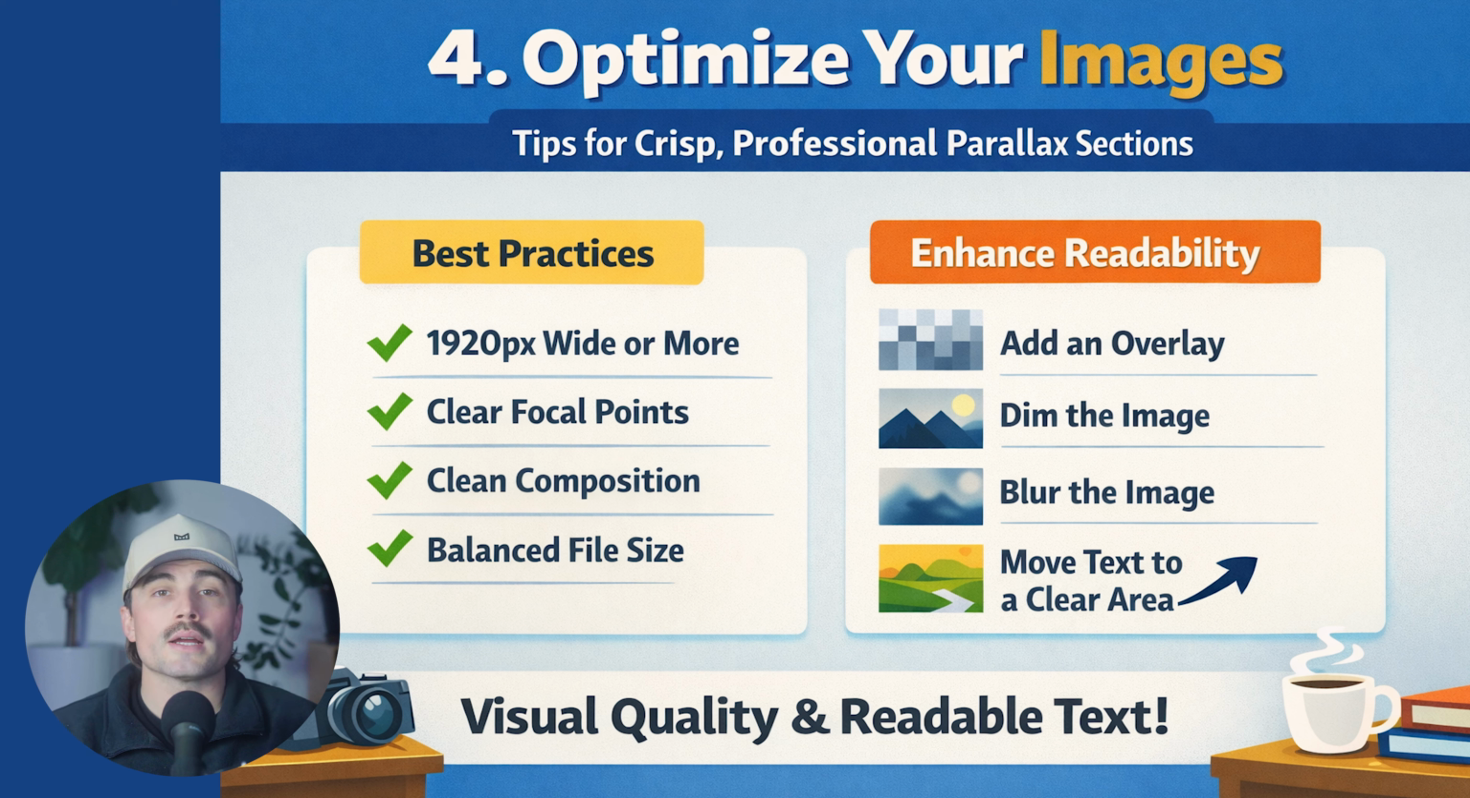Check your text contrast. This is huge. If you're putting text on top of your parallax section, make sure the text is readable. Parallax is pretty, but unreadable text is a deal breaker. If the image is too busy, you can add a semi-transparent black or white overlay, dim the image, blur the image slightly, move the text to a cleaner part of the photo. Now, the goal is to have motion enhance the content, not compete with it.